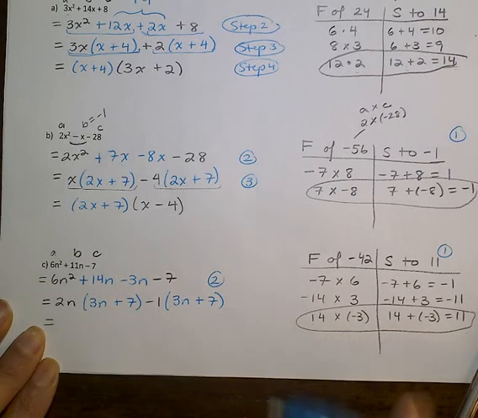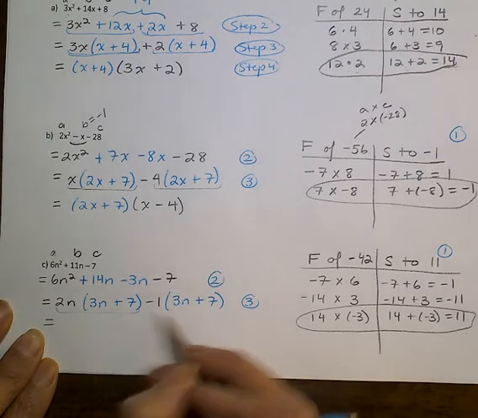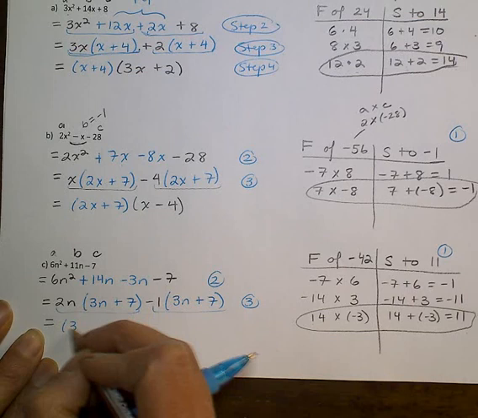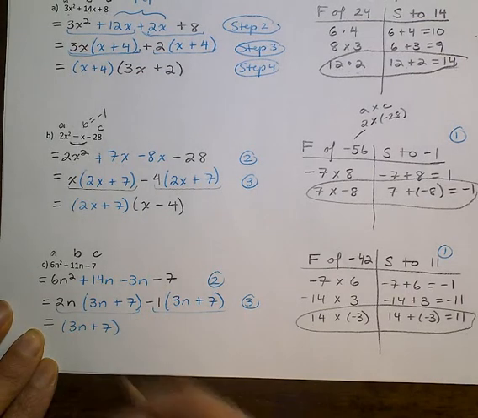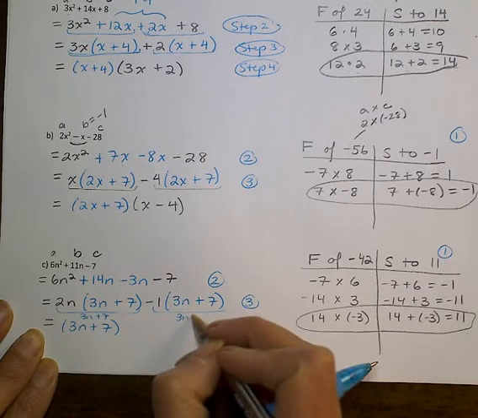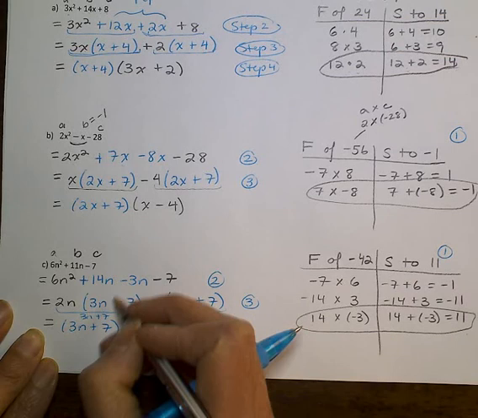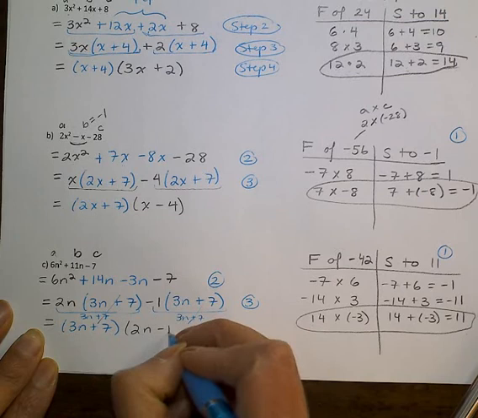That was step 3. And step 4, I'm going to factor again. So what's common in my two terms is the 3n plus 7. When I factor it out, let me explain that to you a little bit differently. If I was to divide both sides by the 3n plus 7 to figure out what goes in the brackets, that cancels and that cancels. And I'm left with a 2n minus 1.